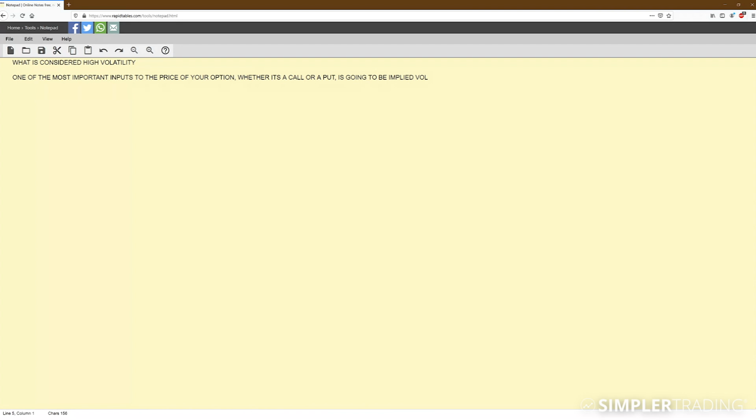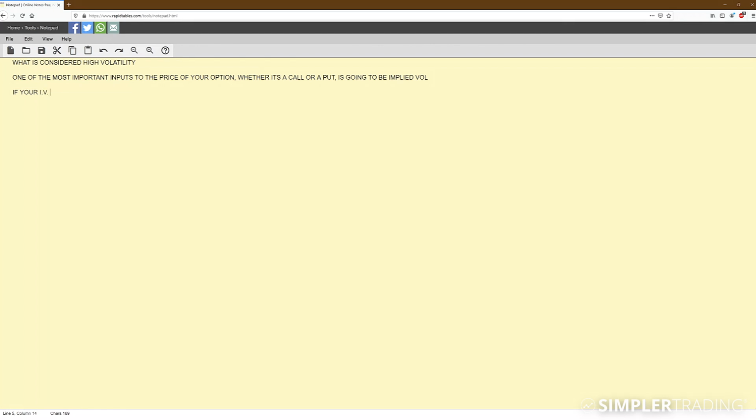Different volatility levels work better with different strategies. So here's just a rule of thumb. Of course, all of this will be a rule of thumb, but I think it's a good one to start following. So if your implied volatility, I'm just going to use IV from now on. I think we can all understand what that means.